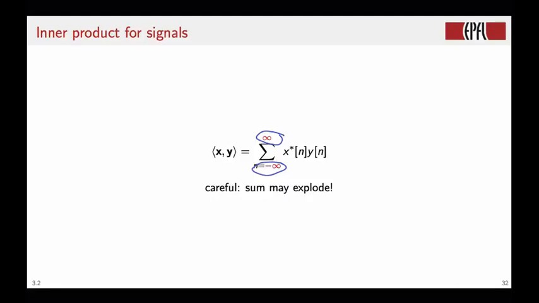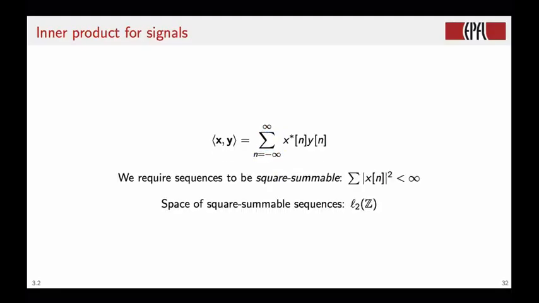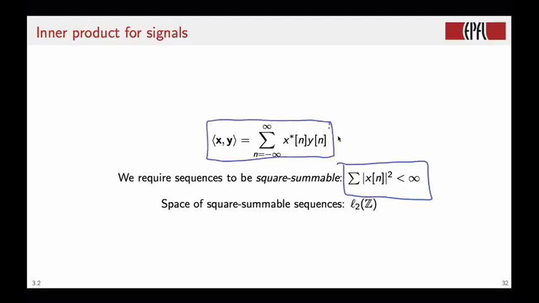And so our spaces of interest will be the space of vectors where the vectors themselves have finite L2 norm, or sum of squares are finite. Okay? This is what we say here. We have a requirement that sequences are square summable. This is this requirement here. This will guarantee that the inner product will not explode, and the space of square summable sequences we denote by small l2 of Z.